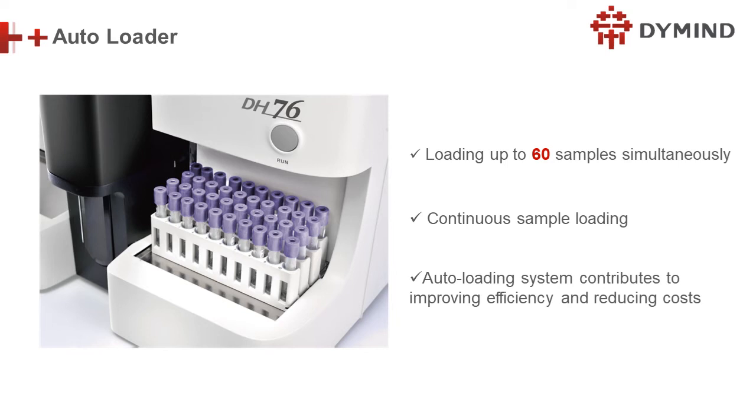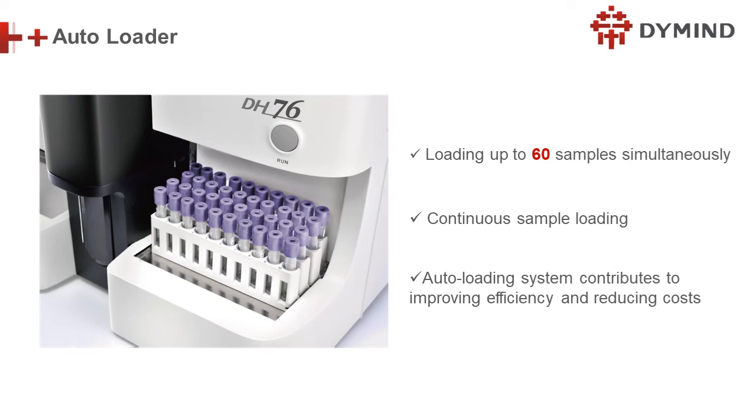Why? It's very serious. It's very dangerous to open the blood. Maybe some infection in the laboratory. So we must use DH76. DH50 and DH36 are no longer suitable for the lab. Because of COVID-19, we must use an auto loader machine, especially in China. Now, as far as I know, even countryside hospitals and very small clinics must use a hematology analyzer with an auto loader.